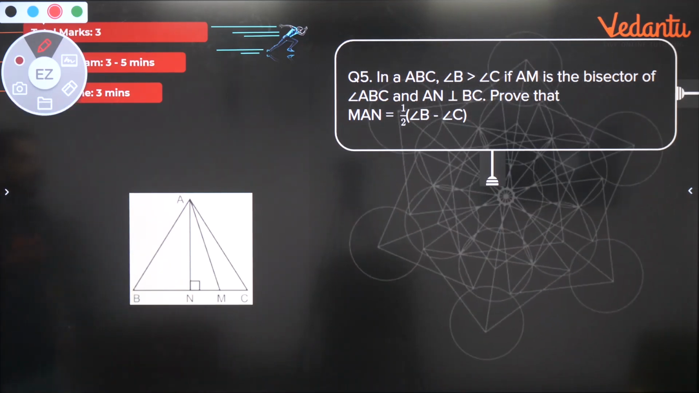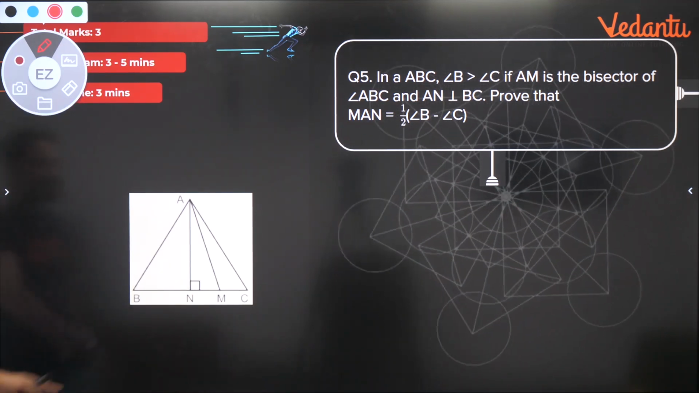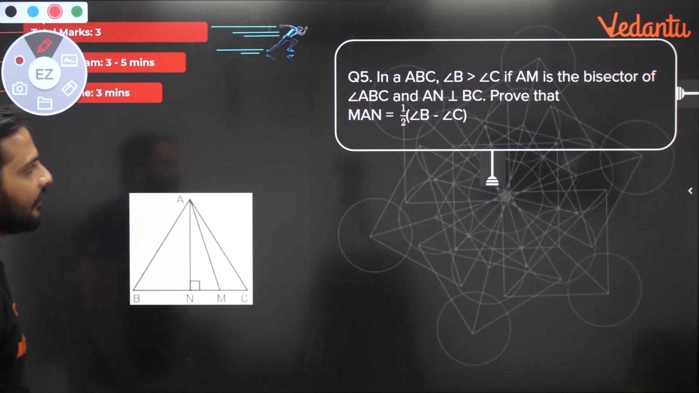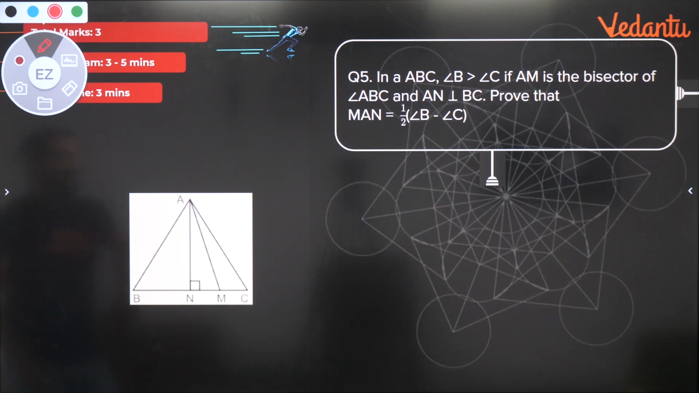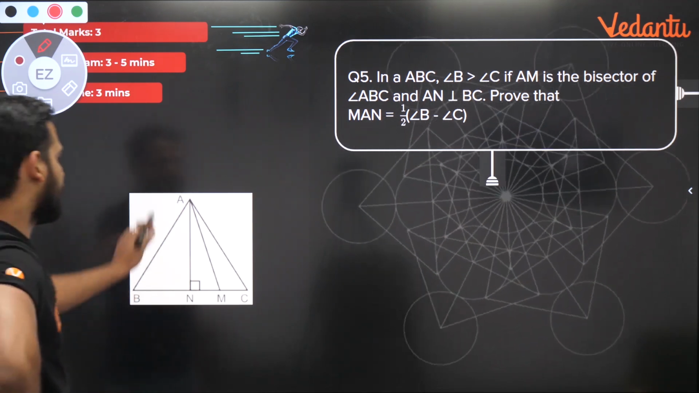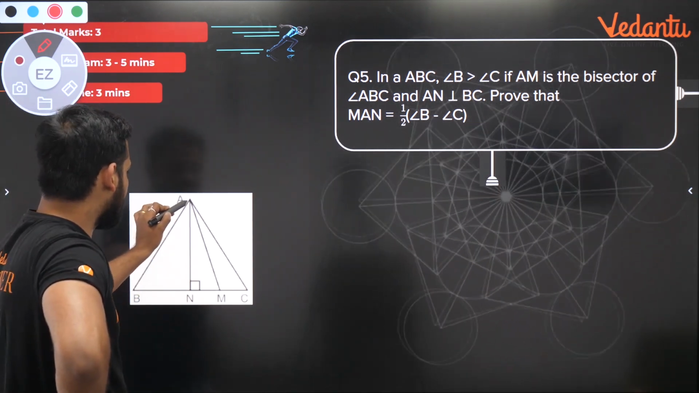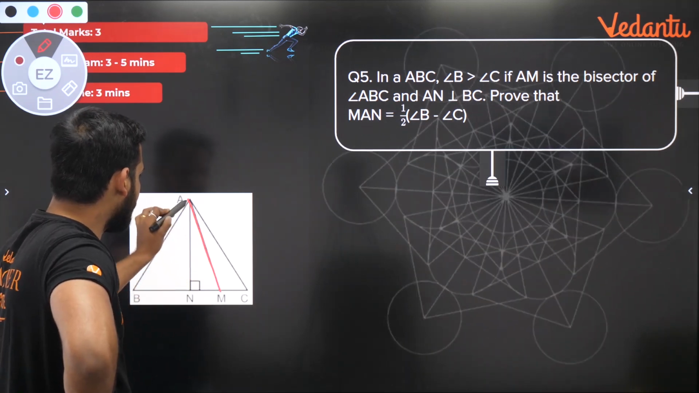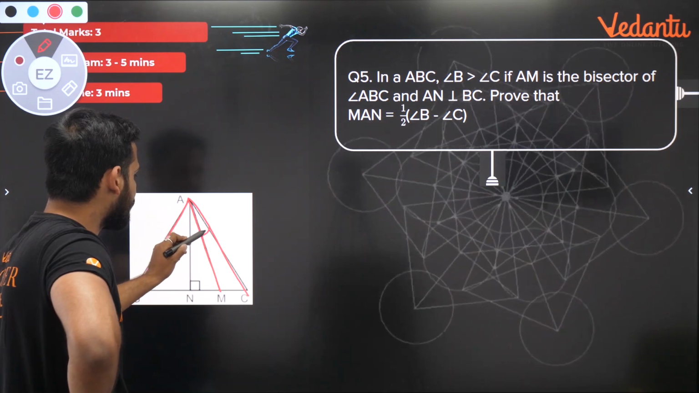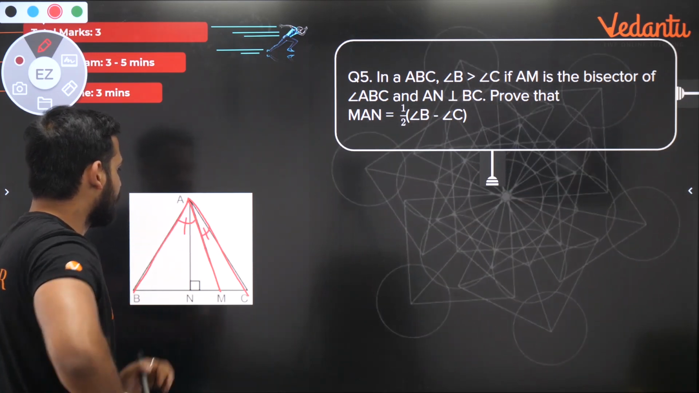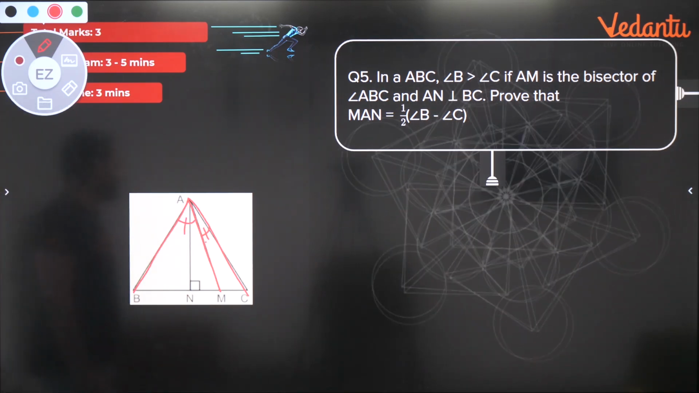In triangle ABC, angle B is greater than angle C. AM is the bisector of angle A. That means this AM is dividing this angle A into two equal parts. It is a rough diagram. It doesn't look like that, but it is like this only. These two angles are equal.